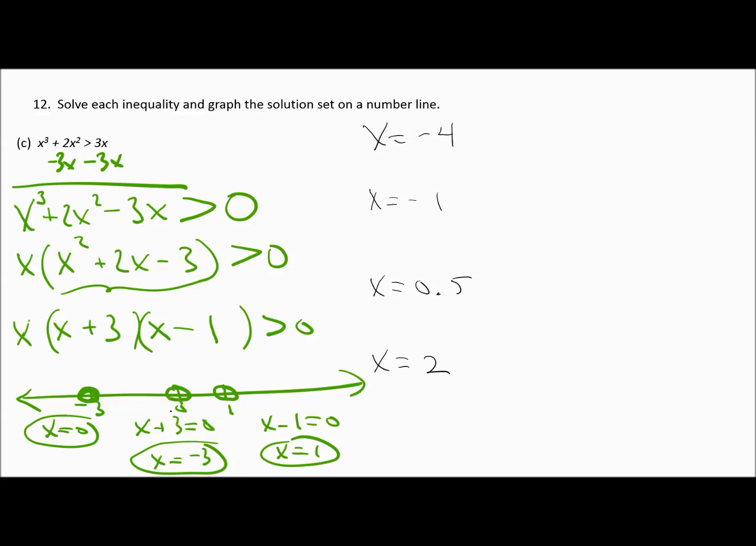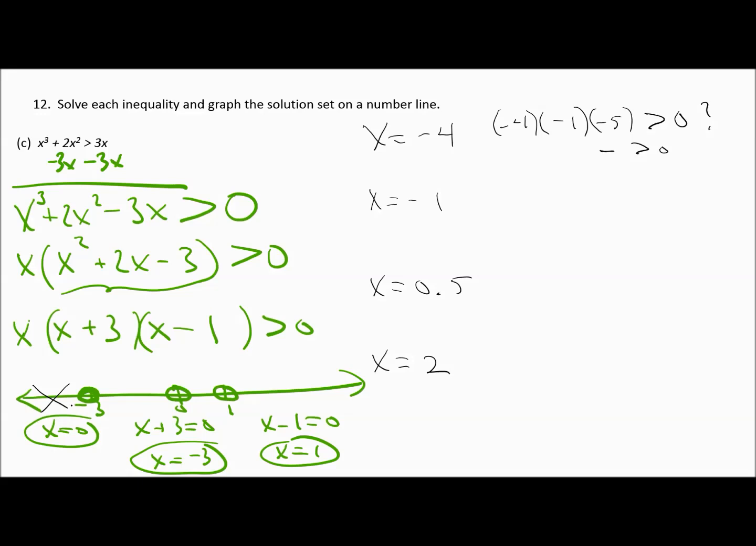So I'm taking my negative 4 and I'm plugging it into either my original inequality, but this would be easier, the factored version. So it's going to be negative 4 times negative 4 plus 3, which is negative 1, times negative 4 minus 1, which is negative 5. Okay? Now, is that greater than 0? That's the question. Well, no, it's not, because a negative times a negative times a negative is a negative, and negatives are not greater than 0. So this piece is out. That is not part of our answer.